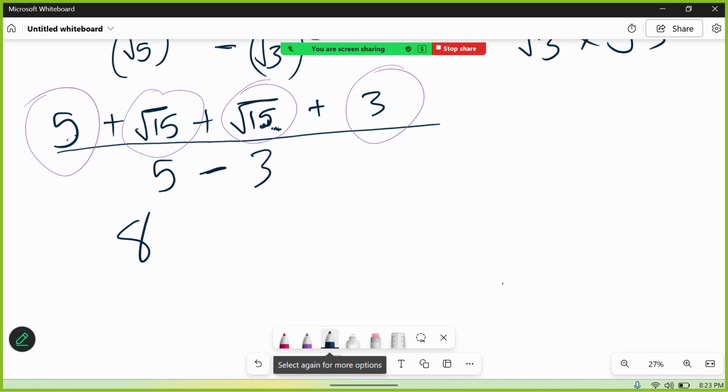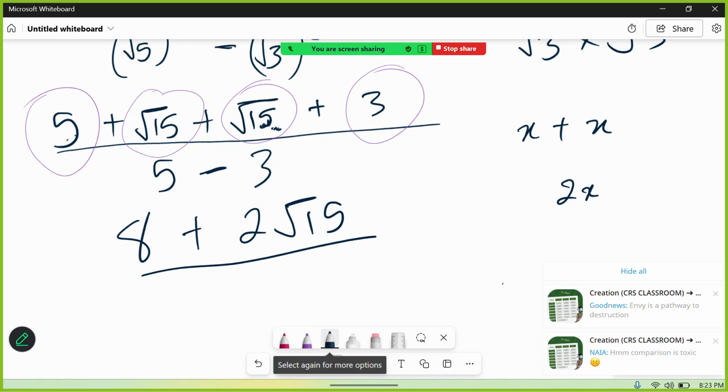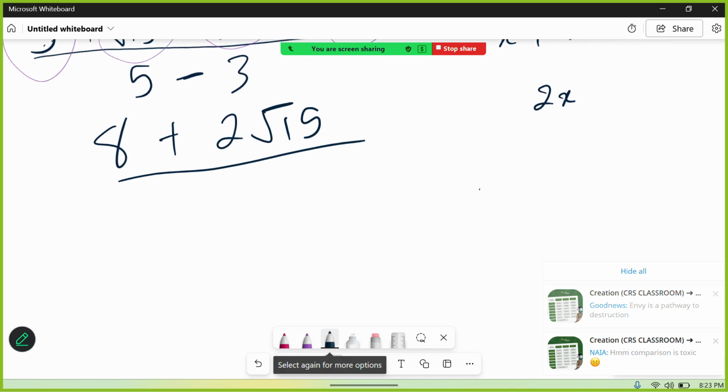Since we can't break down that root, are you getting that? It's just like you saying x plus x. x plus x is what? 2x, right? So root 15 plus root 15 is 2 root 15. It's a very simple one there. I'm not going to lie.